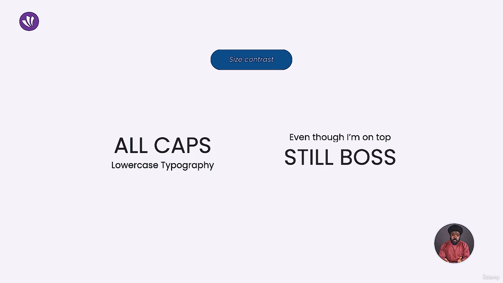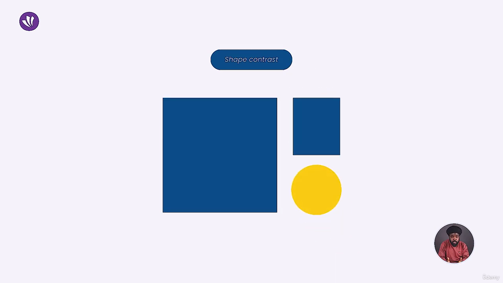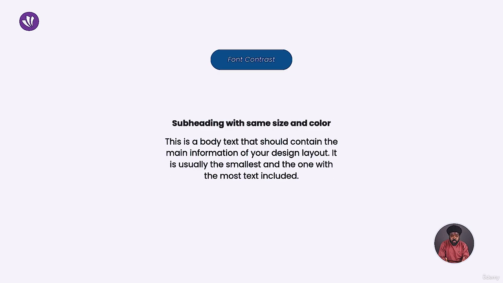We also have size contrast, and we use this varying the size of elements like large headings and small body text to establish hierarchy and draw attention. We also have shape contrast. And in this one, we're mixing different shapes like pairing round objects with sharp edged elements to create a more dynamic and interesting composition. We also have font contrast.